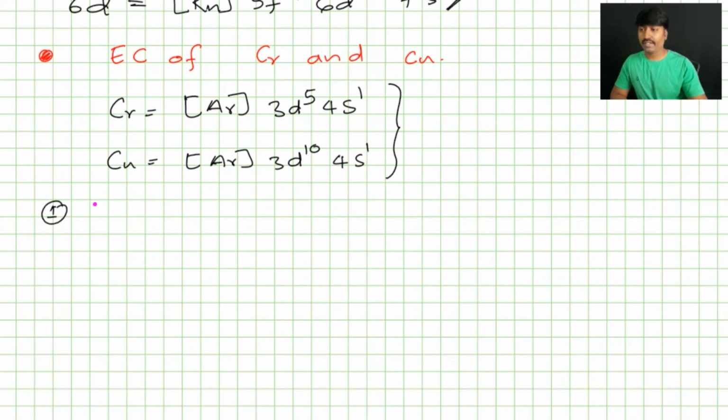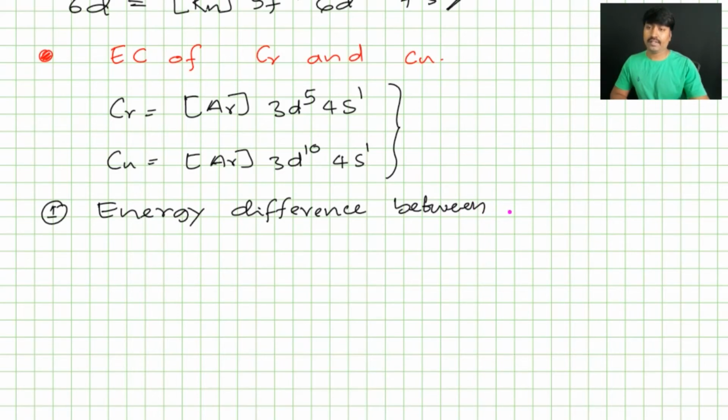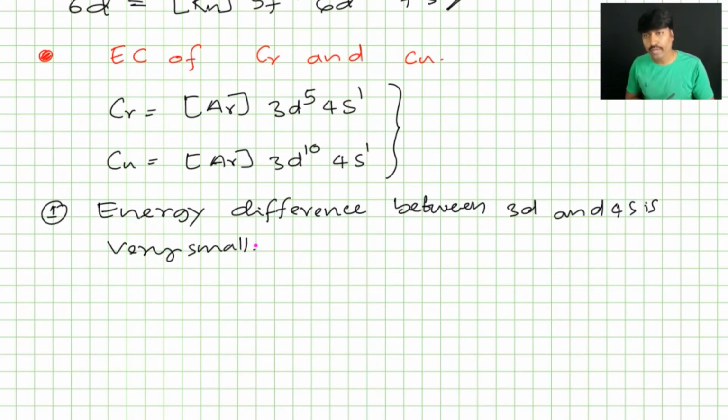Explanation: we have to write that the energy difference between 3d and 4s is very small. It is very small, as I mentioned. So even I did the calculation, right? So the n plus l rule we have to use to explain the energy difference.